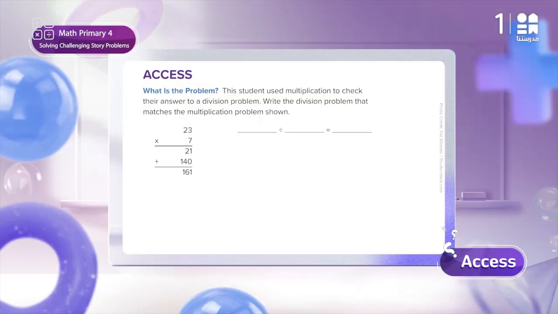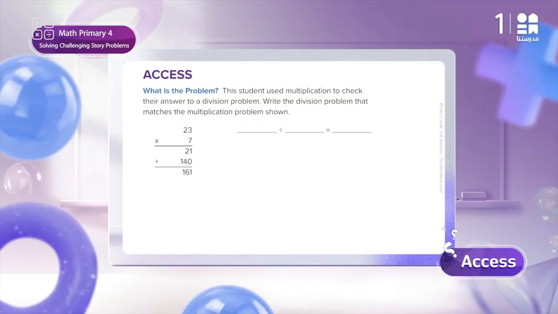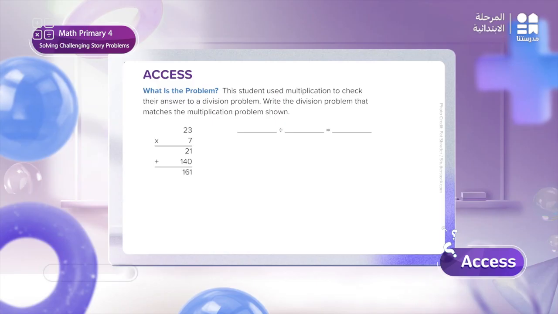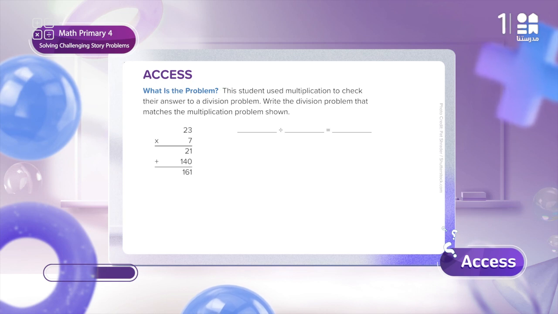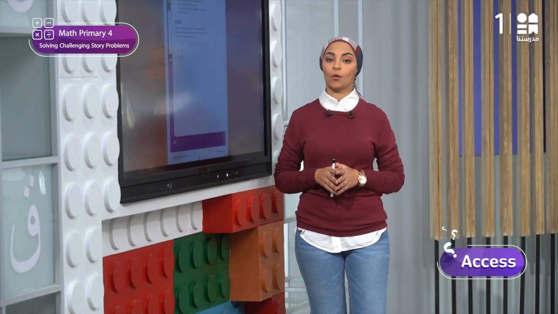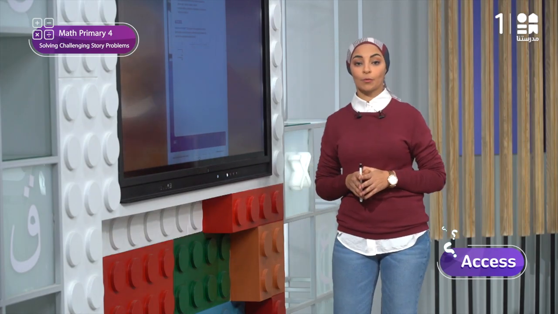Okay, here in the access part, as you see, a student answered a division problem and used multiplication to check his answer, as we learned in the previous lesson. Now I'll give you time to check the division problem the student answered. Okay, now let's answer the problem all together.